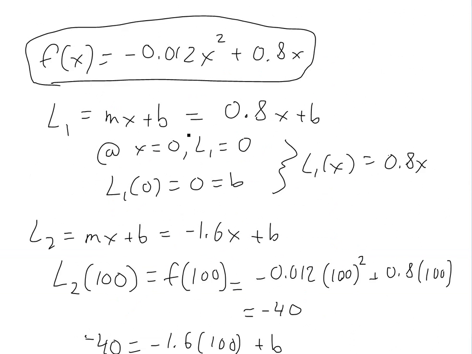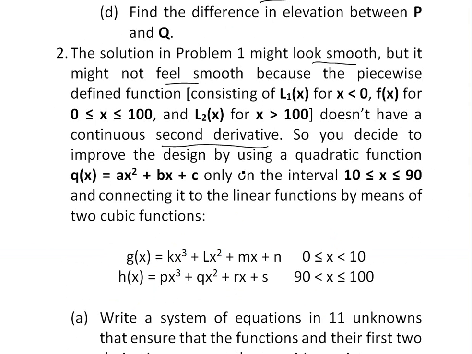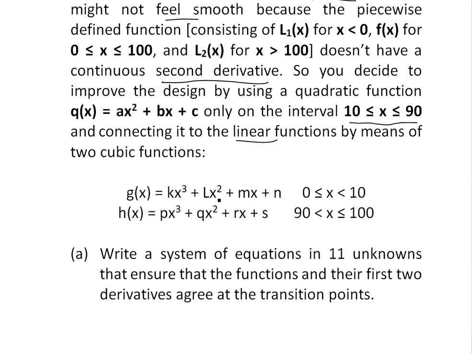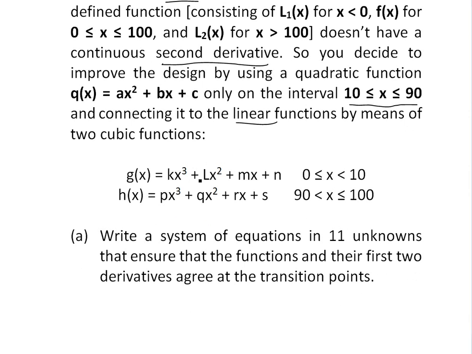So to improve the design, you decide to use a quadratic function, q equals ax squared plus bx plus c, only from 10 to 90 instead of 0 to 100, and connect the linear functions on the outside by means of two cubic functions. These are the ones with the missing parameters k, l, m, and n, and p, q, r, s. These are from 0 to 10 and 90 to 100.